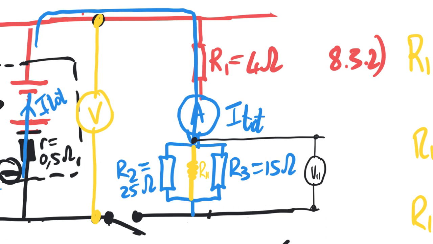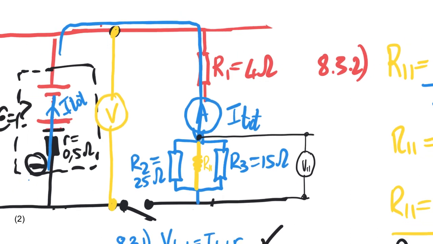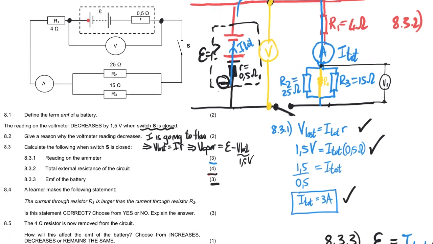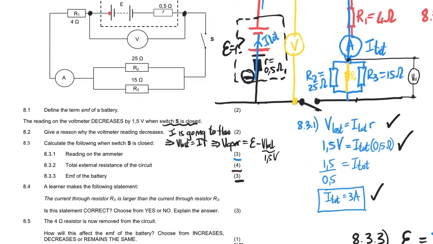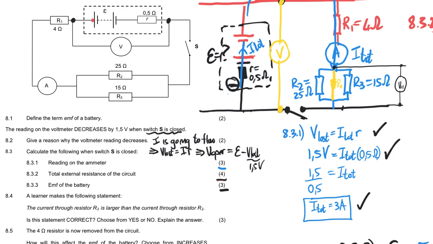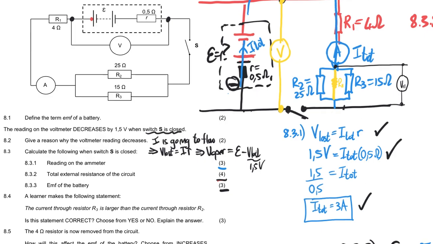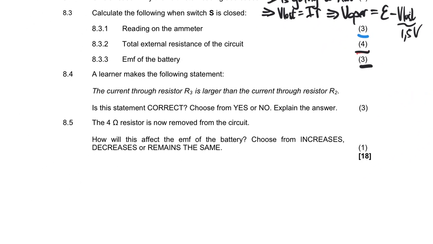So invariably, that's from a mathematical perspective. But generally speaking, the smaller resistor draws the most current, and the bigger resistor draws the least current. So now we can say, well, let's look at the statement again. Is the statement correct that the current through R3 is larger than the current through R2? And we answer it directly, 8.4. We say yes. Okay, so that's 1 mark. So we've got 1 mark out of 2.